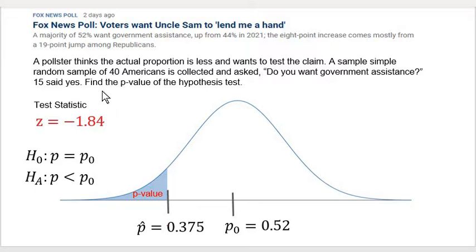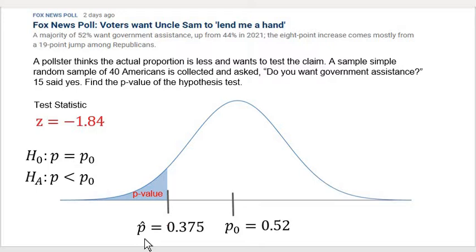The sample statistic we got was that out of the 40 Americans we sampled, 15 of them said they wanted government assistance, which is a proportion in the sample of 0.375. That is called the sample proportion. That is the sample statistic.